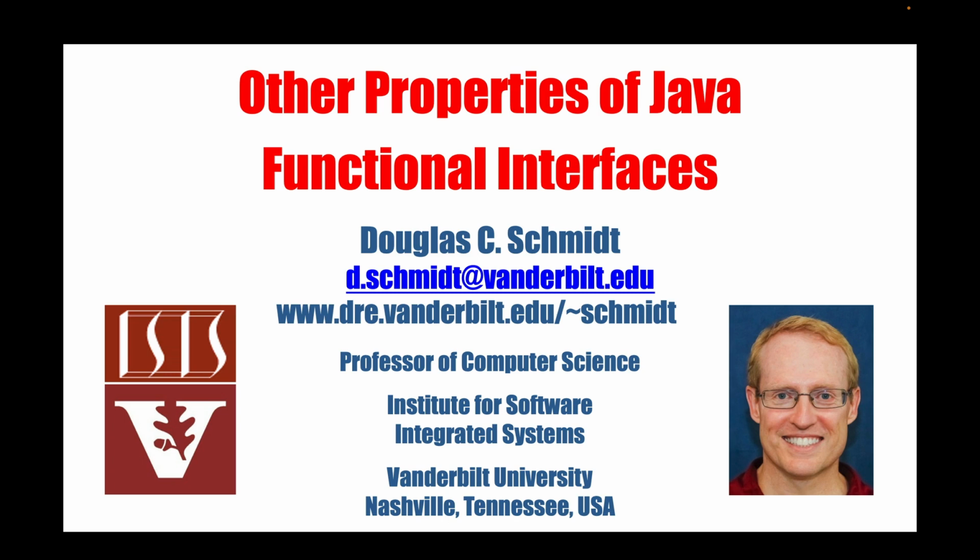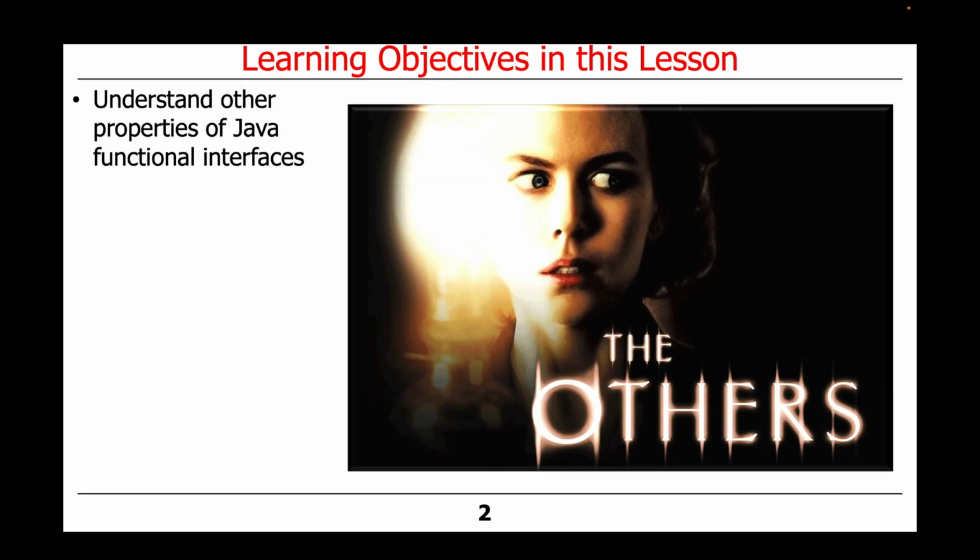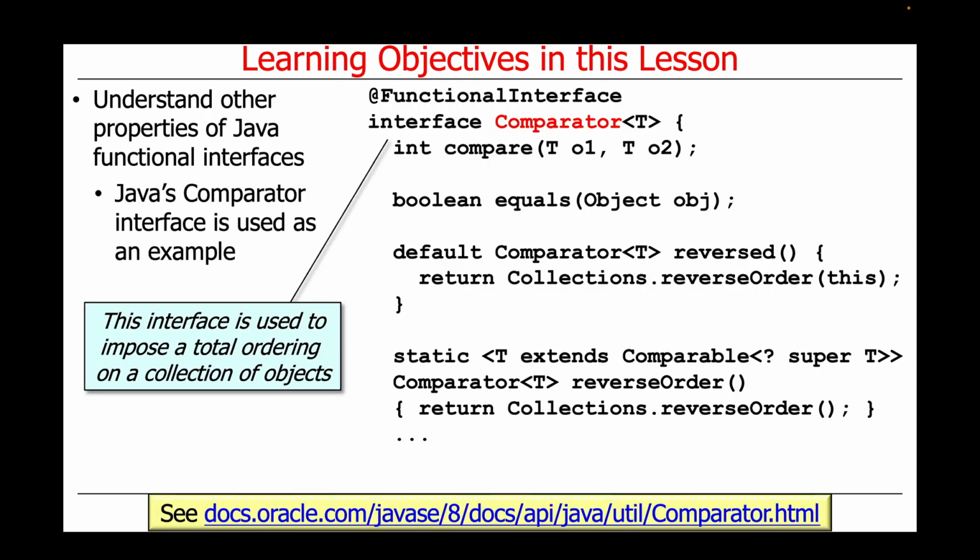Now that we've described a number of Java functional interfaces and walked through examples applying them, let's take a look at some other properties of Java functional interfaces above and beyond what we've covered thus far. We'll be using Java's Comparator interface as a running example throughout this lesson. As you may recall from walkthroughs of earlier case studies, the Comparator interface is used to impose a total ordering on a collection of objects, most commonly in the context of various Java sort methods.